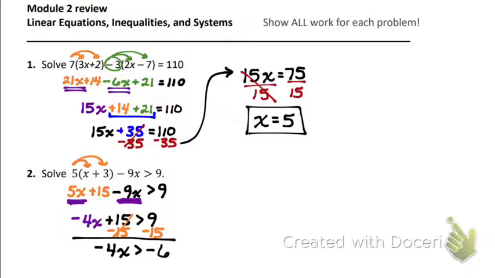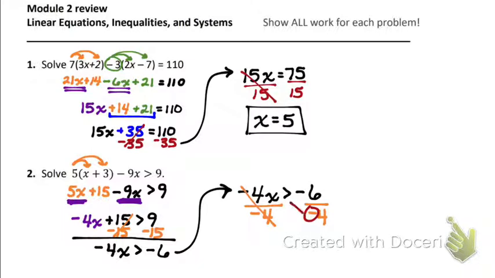Negative 6. So I'm going to bring my work up here so you guys can still see it. Negative 4x is greater than negative 6. What do I do next? Divide by what? Negative 4. Because I divided by a negative, what's going to happen to my inequality? It's going to change, and this is going to become a less than now instead of a greater than.